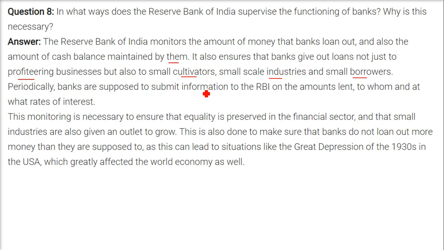Periodically, banks are supposed to submit information. There is an audit done by the RBI on the amounts being lent, to whom they are being lent, and at what rate of interest the money is given. This monitoring is necessary to ensure that equality is preserved in the financial sector and that small industries are also given an outlet to grow. It is also done to make sure that banks do not loan out more money than they are supposed to, as this can lead to situations like the Great Depression that happened in the USA in the 1930s, which greatly affected not only the United States but the whole world economy.